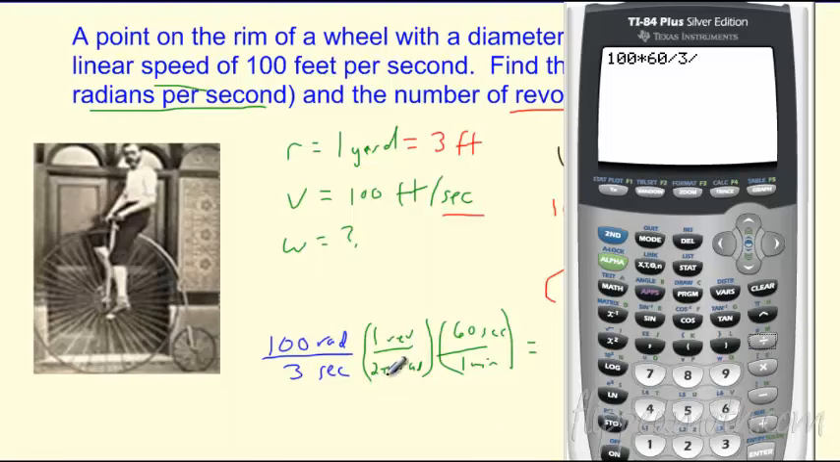Be careful here. When you do the 2 pi, you have to put it in parentheses. You're dividing by all of that 2 pi. If you don't, it's going to divide it by 2, then multiply it by pi. It's going to mess you up. So make sure you put the parentheses there.